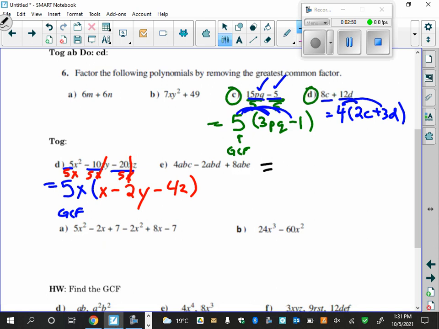Okay, the biggest number here is 2. Can I take any A's out? Do they all have A's? Yep. What else do they all have? A B. Okay, nothing else. So take a 2AB out.